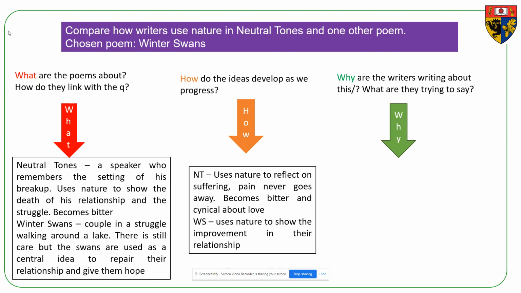Well, in Neutral Tones, all the way through, the nature is decaying, it's dying, it's never in a good situation, and it reflects how the speaker becomes really bitter and cynical about love. In Winter Swans, however, we get a clear improvement in the way that nature is used in the poem. So we've got quite negative nature at the beginning in comparison to positive nature by the end, and we can see that particularly through the swans and how they're described.